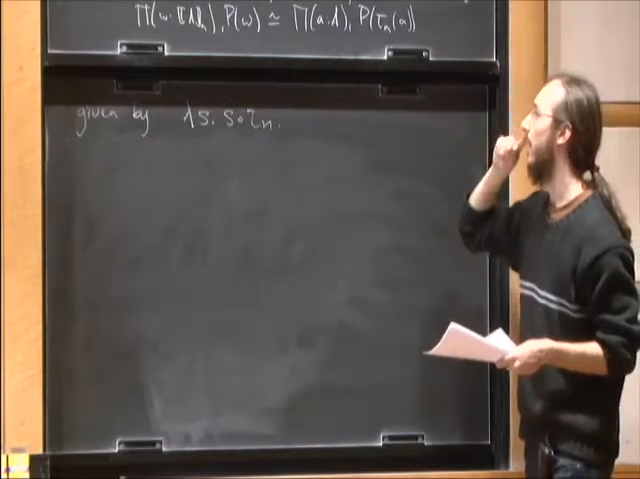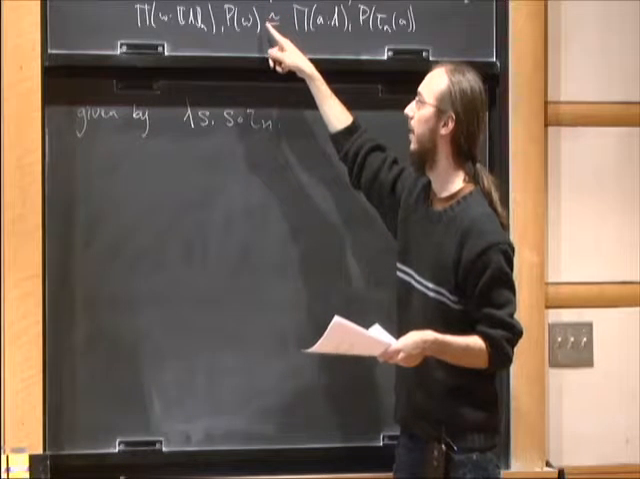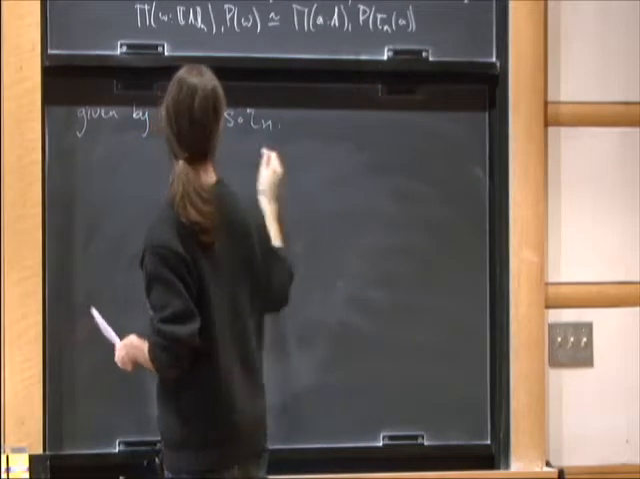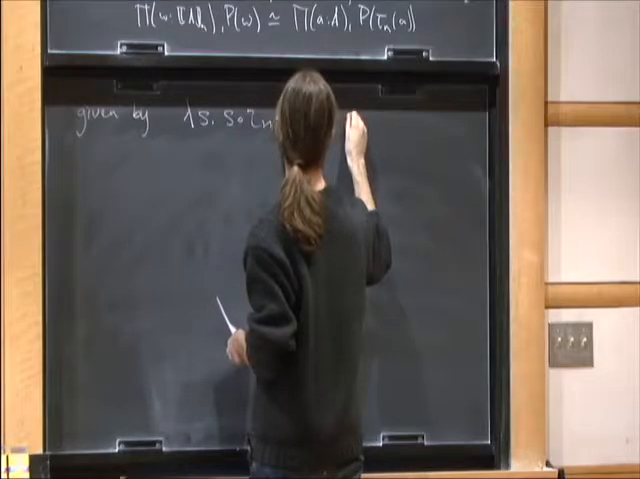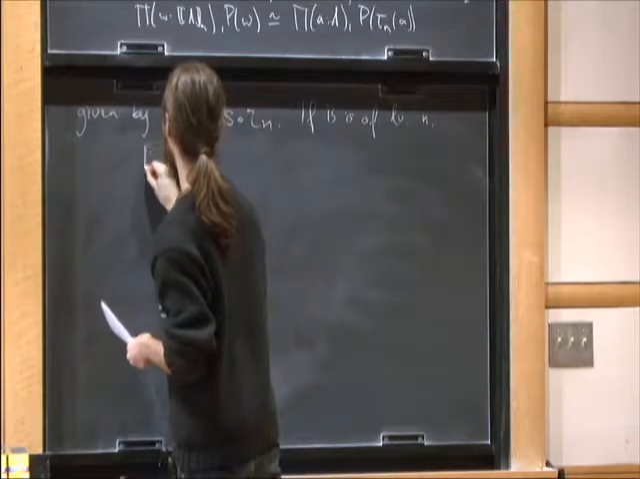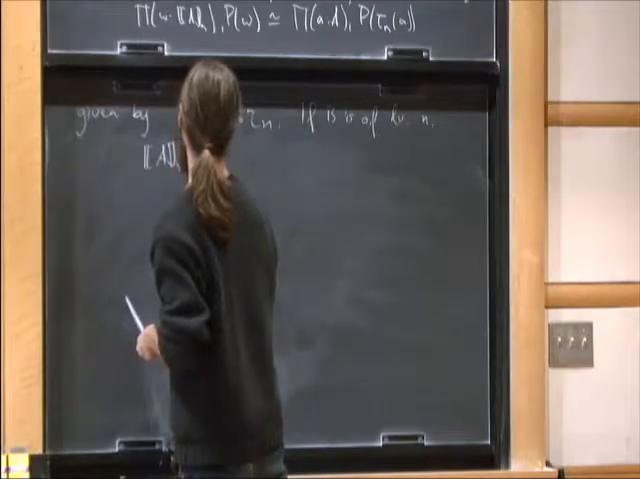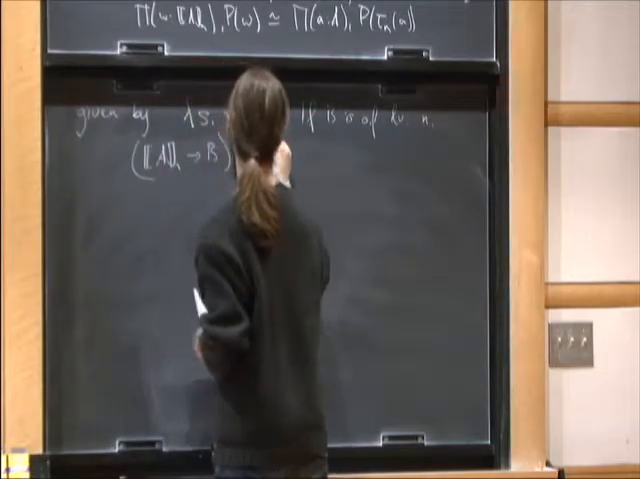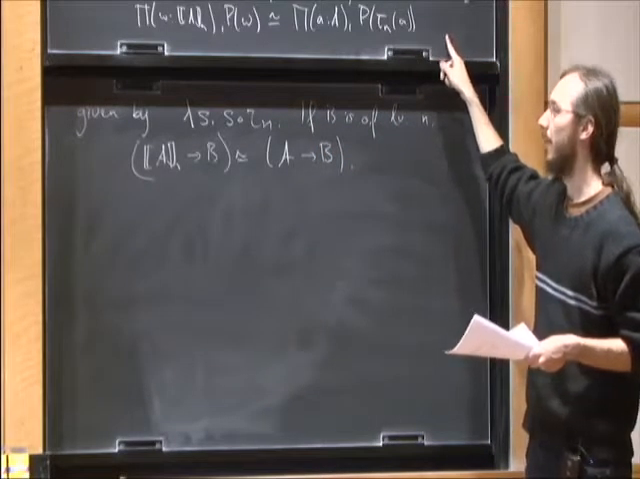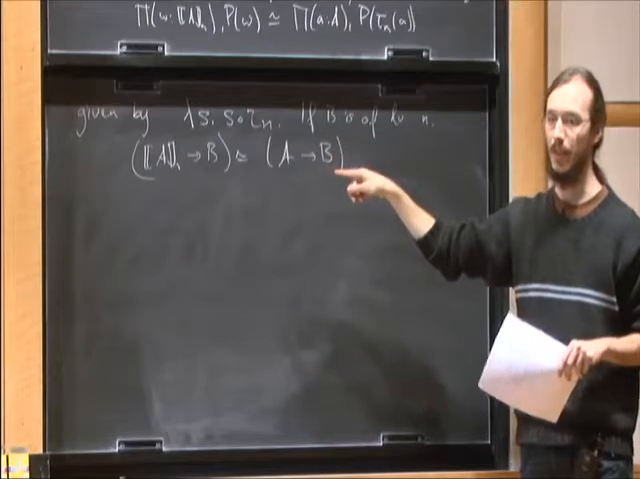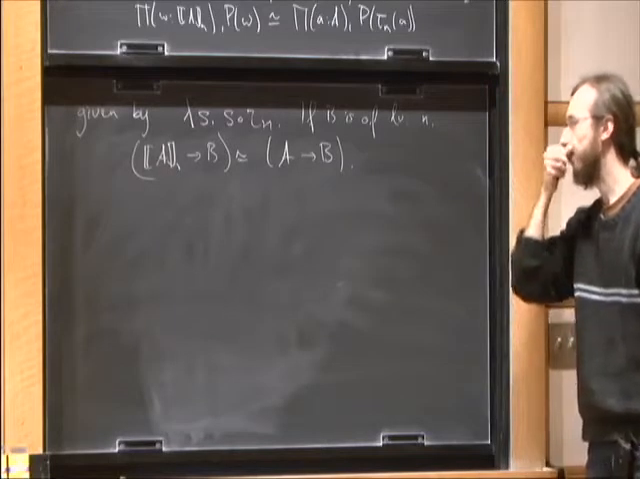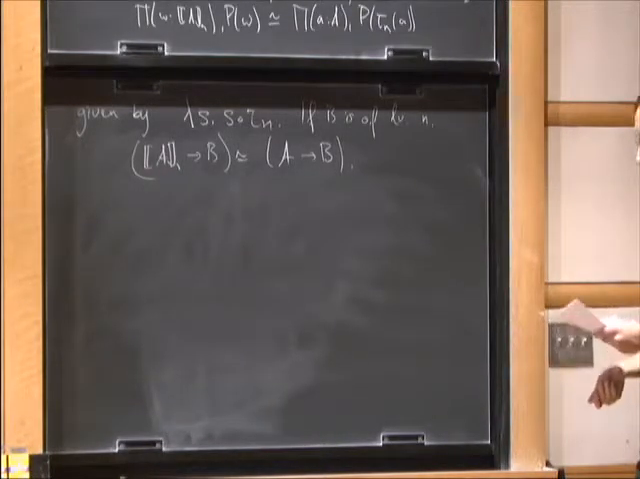If you have a property which is only of homotopy level n, then the non-dependent version of this: if B is of level n, then the n-truncation of A to B is equivalent to A to B. So here you can see that this property really settles the n-truncation as the left adjoint of the inclusion of homotopy level n. That's the idea. Okay.